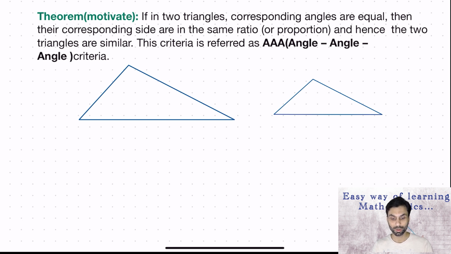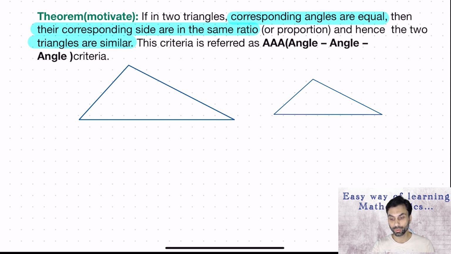So let's talk about the first theorem here. The theorem says that if in two triangles corresponding angles are equal, then their corresponding sides are in the same ratio, and we can say that the two triangles are similar. This criterion is known as the AAA criterion, which is called the angle criterion.